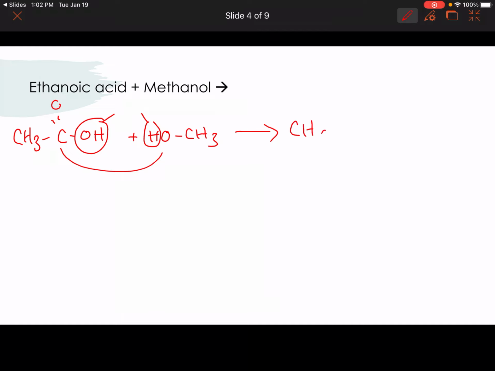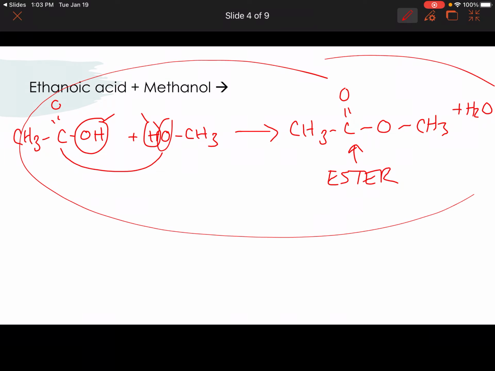So the resulting ester is going to be CH3, C double bond O, and now it's going to connect to the oxygen, right, this oxygen here, and then CH3, and we can't forget the water. People often forget the water in the esterification reaction. Now, this is the ester. The whole thing is the esterification reaction. So understand the difference there. The ester is the single molecule here, okay? So this is the ester. The whole thing is the esterification reaction. So make sure you understand the difference there.